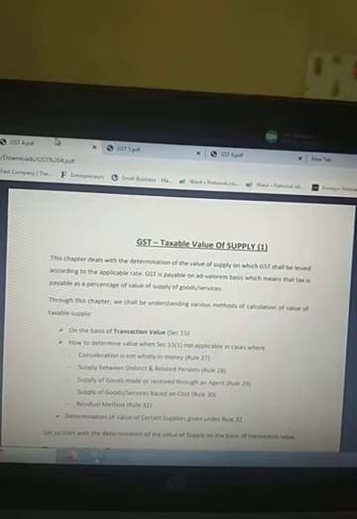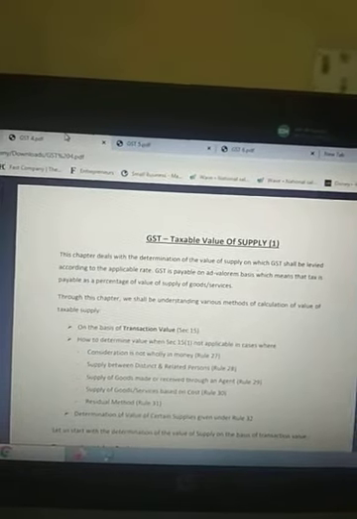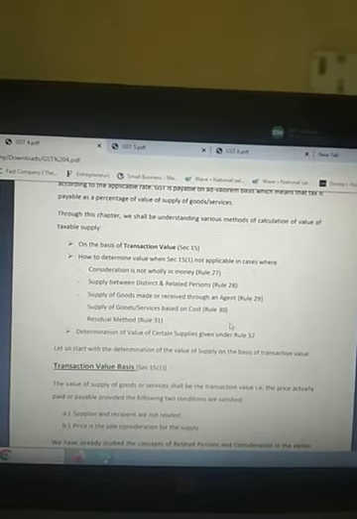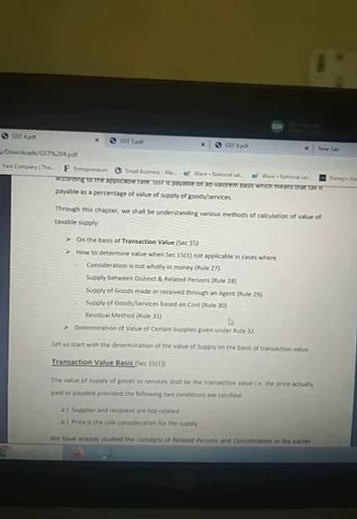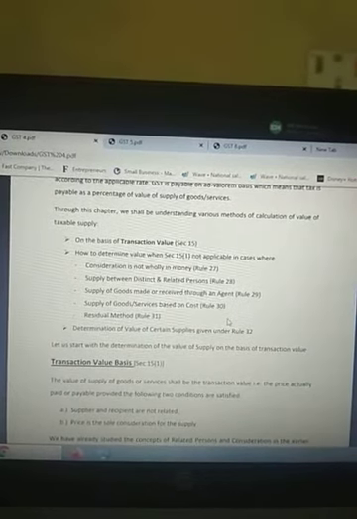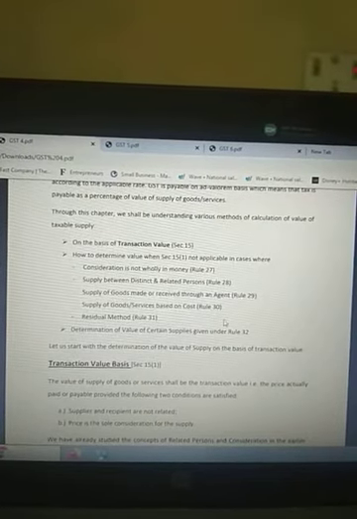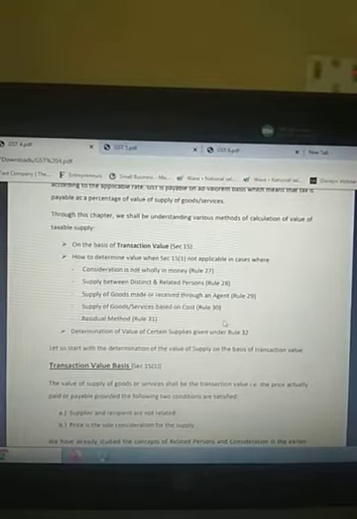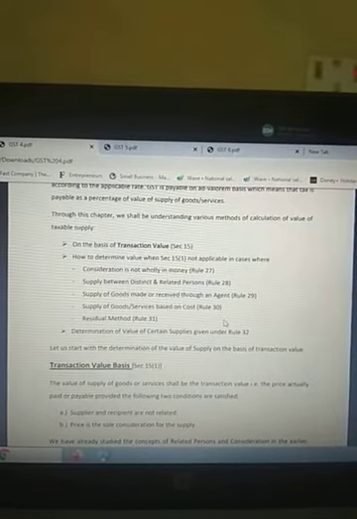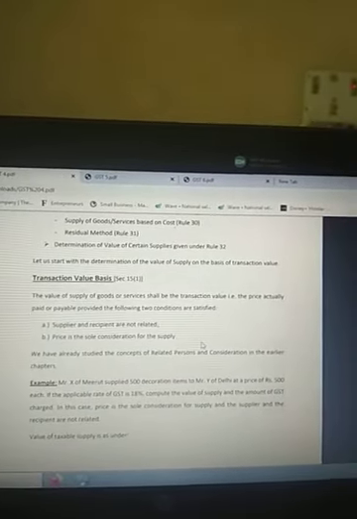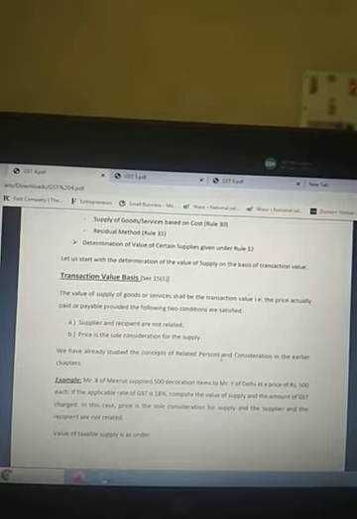Through this chapter, we shall understand the method of calculation of the value of the taxable supply on the basis of the transaction value, how to determine the value under Section 15 not applicable in the cases where consideration is not wholly in money, supply between distinct and related persons, supply of goods made or received through an agent, supply of goods or services based on cost, residual method, determination of value of certain supplies under Rule 32. Let's start with the determination of the value of the supply on the basis of transaction value.